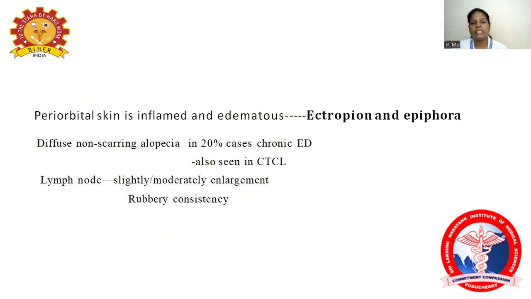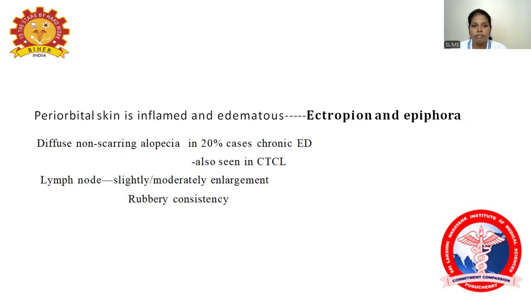So in eye changes, there can be two, mainly ectropion, which is inflammation and edema of the lid, leads to eversion of the eyelid, and non-stop tearing will be there. That is known as epiphora. In case of hair changes, there will be diffuse non-scarring alopecia. Chronic telogen effluvium will be there. Because of chronic scratching, it can result in lichenification.